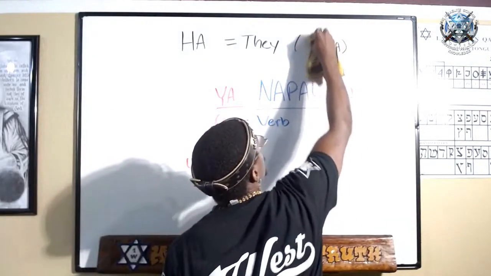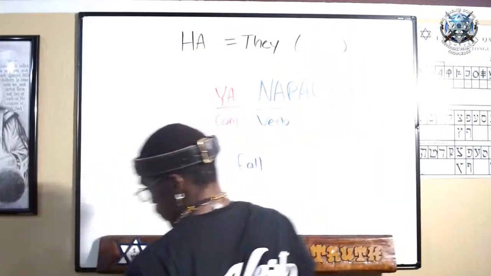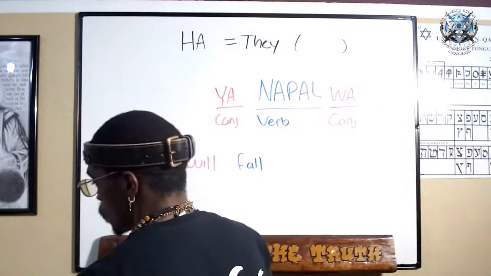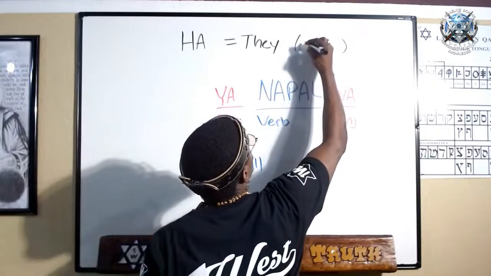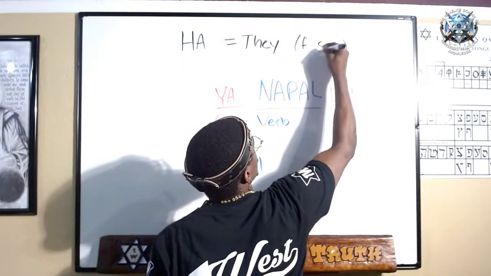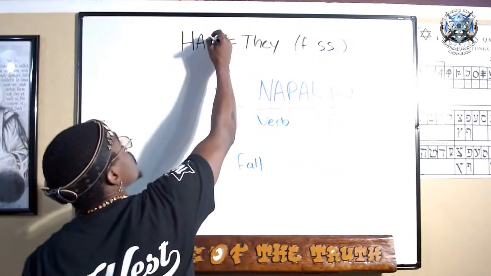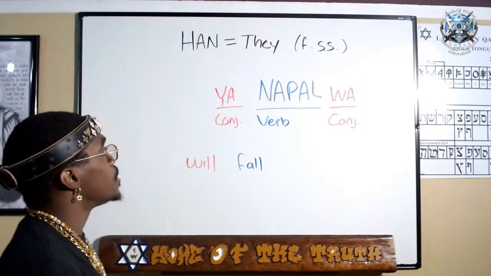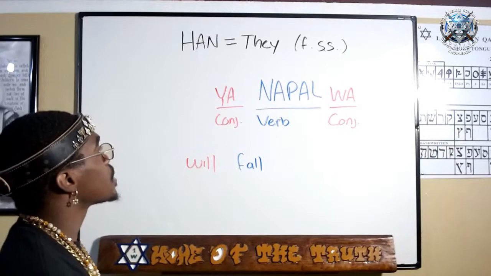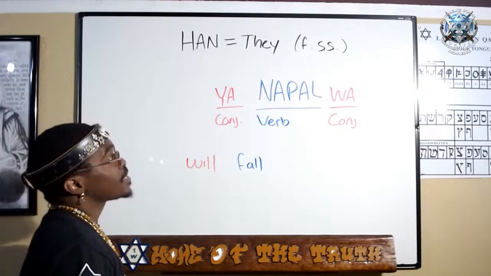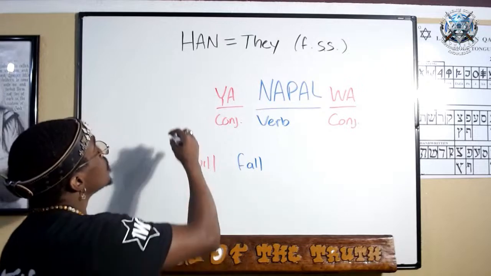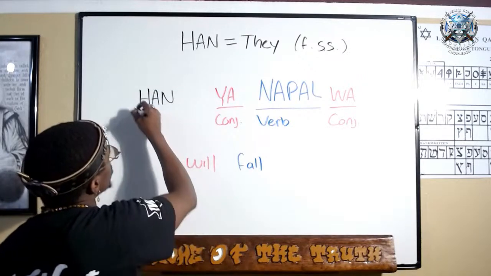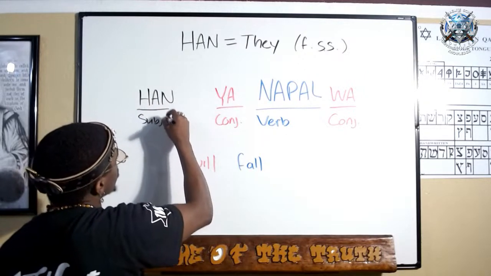Now, let's say it's a different audience. Once again, we have a masculine audience. But if the audience is feminine, the subject pronoun becomes hun with an N instead of an M as in man. An N as in Nancy. All right, so now we have hun as our subject pronoun.